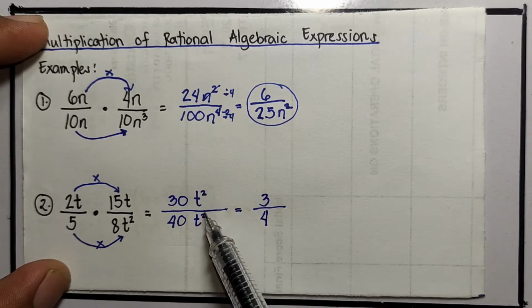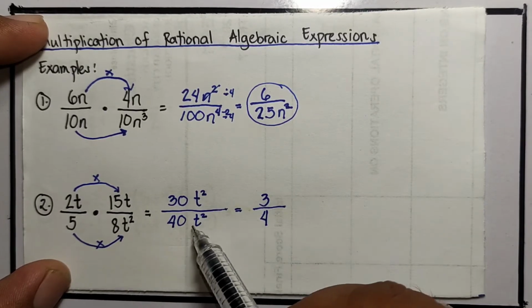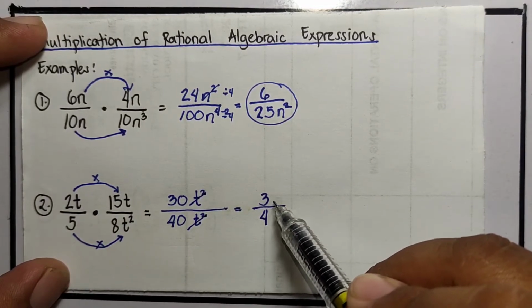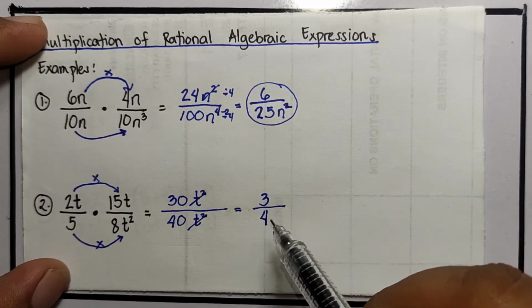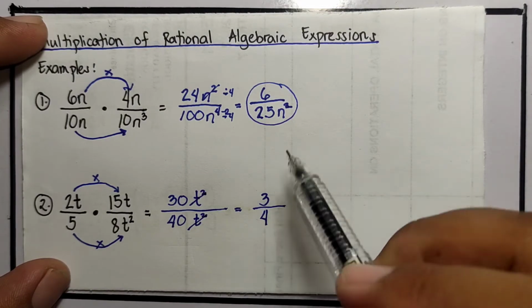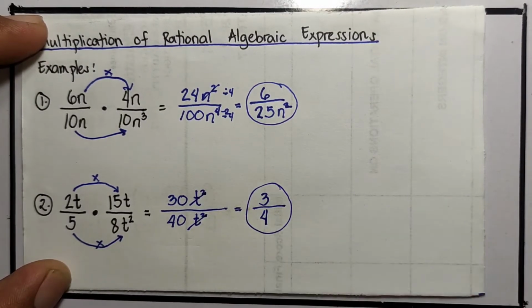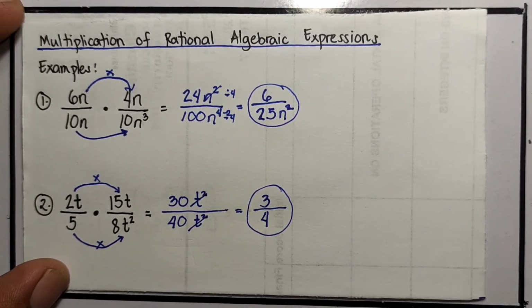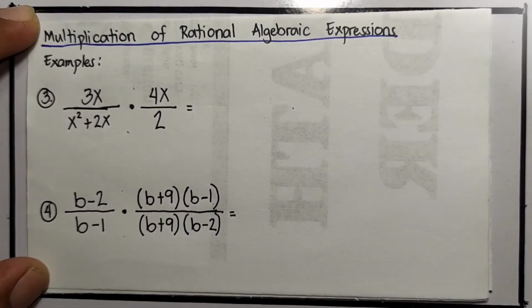T squared over t squared, cancel out. That is 1. 1 times 3 is 3. 1 times 4 is 4. And simplified one is 3 over 4. Okay, that is our two examples. Let's have another example.